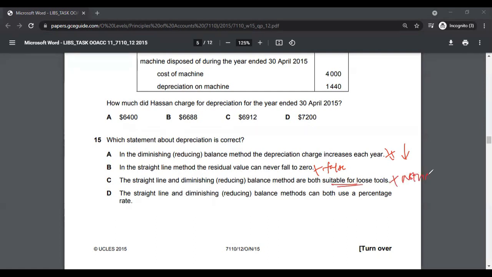Not necessary. This is not the best option, to be honest, because the straight line method or reducing balance method can be suitable for any non-current asset. It could be machinery. This is very arguable, option C. So option C is not the best option. Option D, the straight line and diminishing reducing balance method can both use a percentage rate. Yes, this is the most correct statement, because both of the methods can state the rate of depreciation in a percentage form. So the answer to multiple choice 15 is option D.